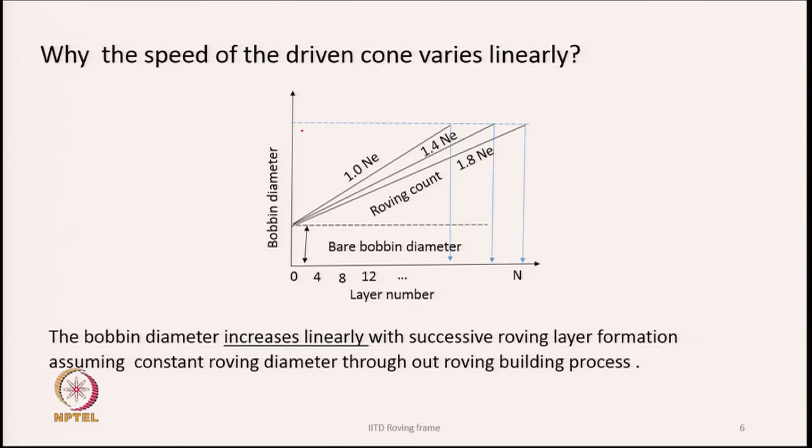The final diameter that we are attaining is constant here, whatever diameter we set. If that diameter remains constant, then the slope of the way the bobbin diameter is increasing will change depending upon the thickness of the roving, but the increase in diameter with layer number is linear in nature.